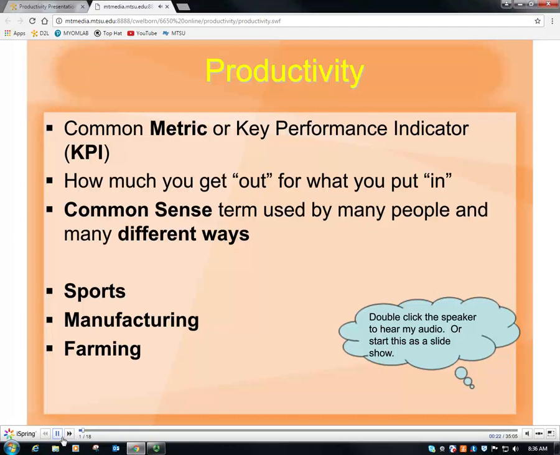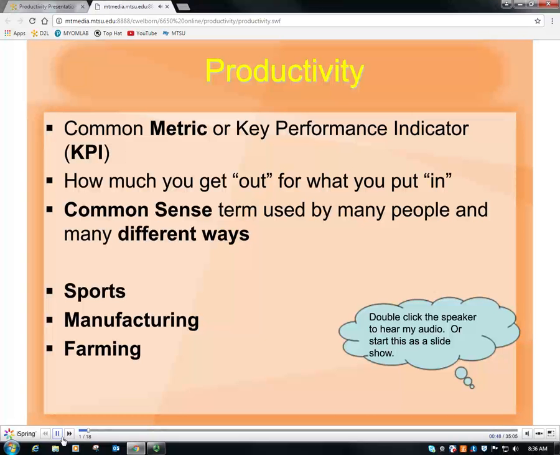First of all, it's a very common metric or key performance indicator. Some companies call them their KPIs. A metric is just a measure of how our business is doing. Productivity is often something when we ask ourselves, how's our business doing, or how is my team doing, or how's my operation doing? You want to know, well, how productive are they? And so we need to know, what do we mean by that?